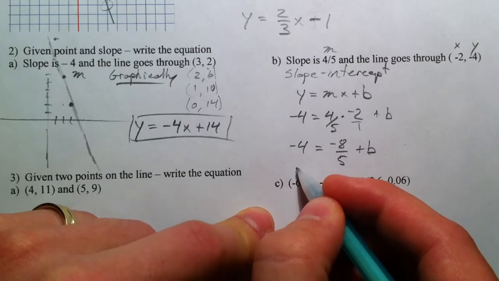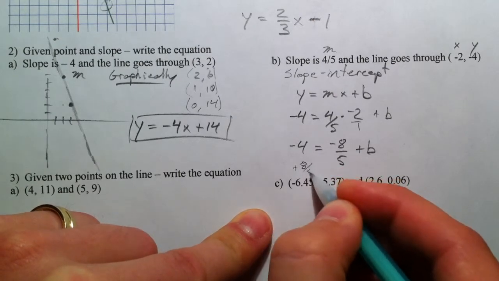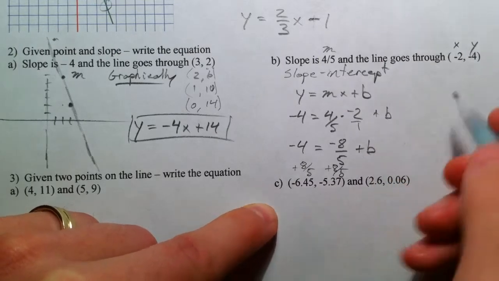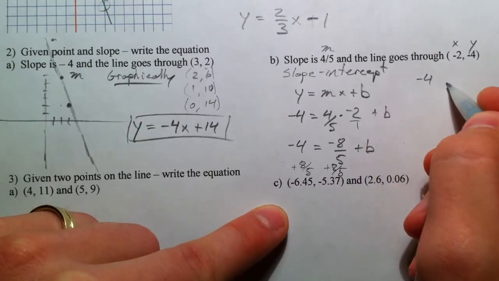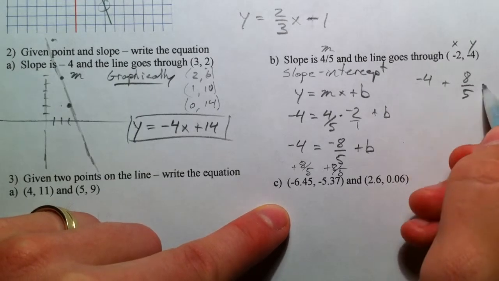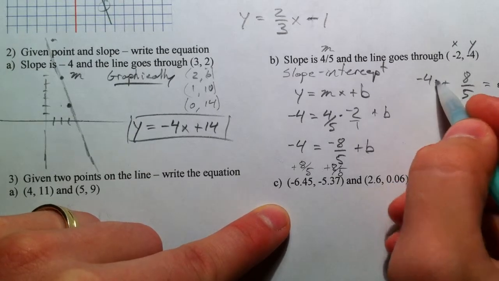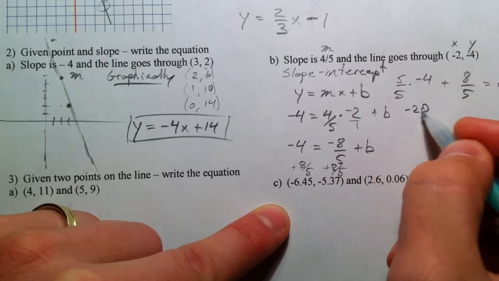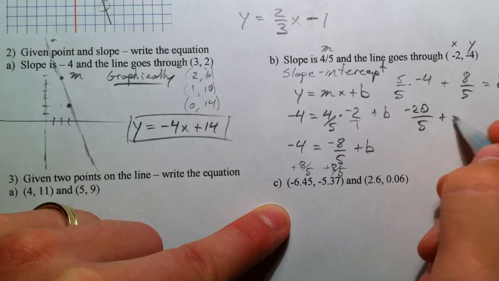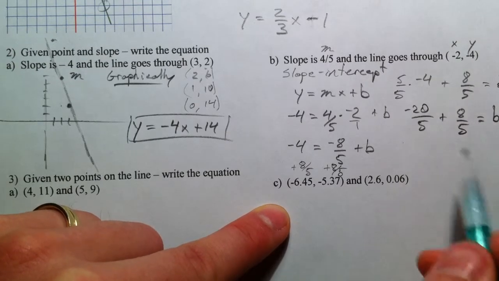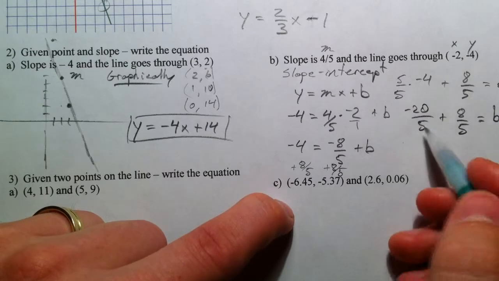Then we've got to add 8/5, right? To get the b by itself. So -4 plus 8/5. So we need common denominators. Let's multiply this by 5 over 5. So you get -20/5 plus 8/5. Common denominators are nice and easy when you only have one denominator to find.